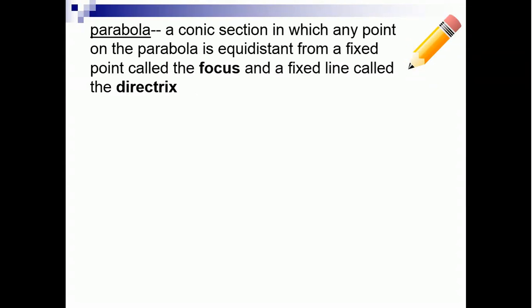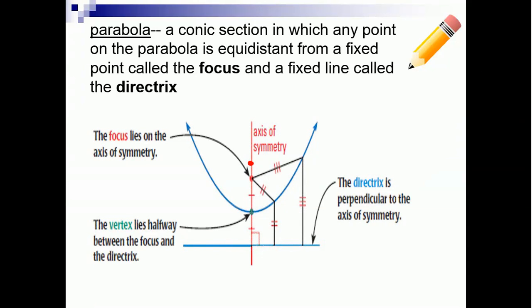So basically, parabolas, what are they? Well, parabolas are what's known as a conic section. We're going to look at conic sections a little bit more in the next unit. A parabola is a conic section in which any point on the parabola is equidistant from a fixed point called the focus and a fixed line called the directrix.